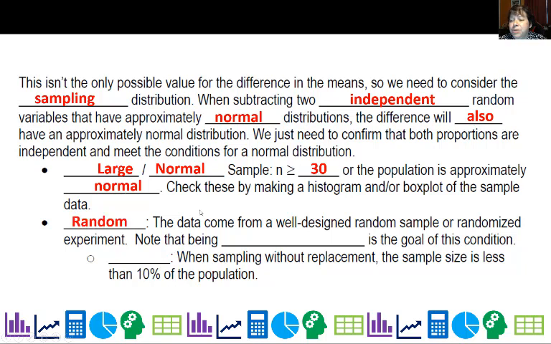And then, of course, the random. Again, we want a well-designed random sample or randomized experiment. If they tell you it's representative, that's good enough. And the 10%, which we don't run into too often, especially not on experiments, but we do tend to do it more when we're doing surveys. Check that if we're doing a sample.